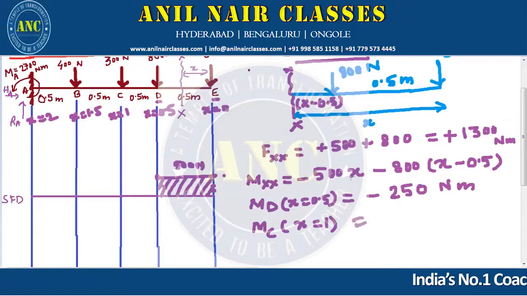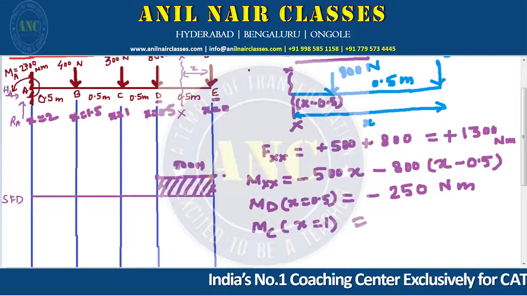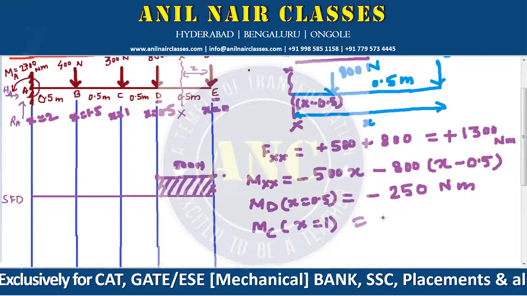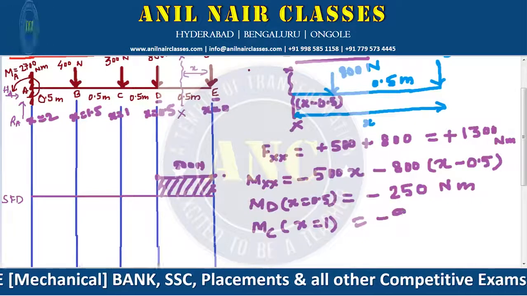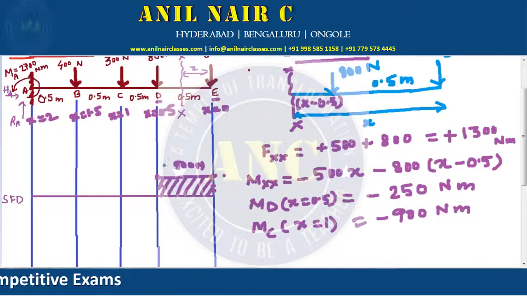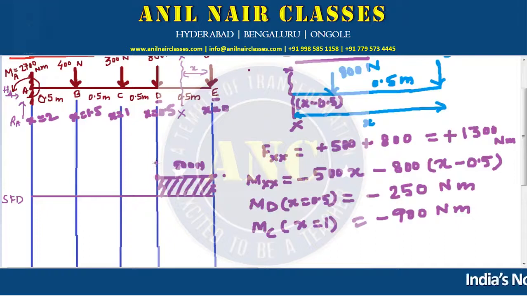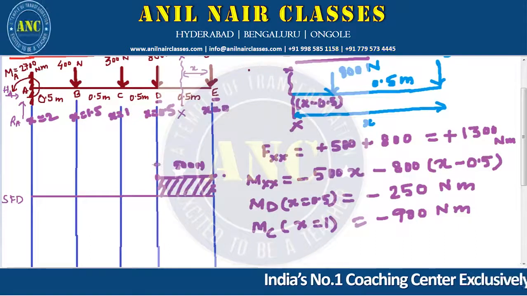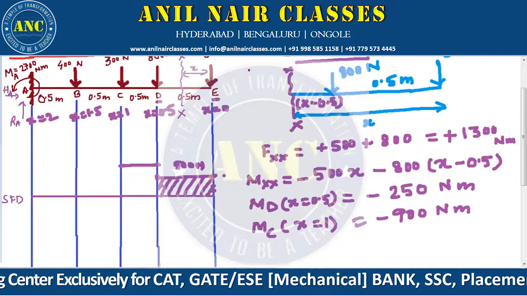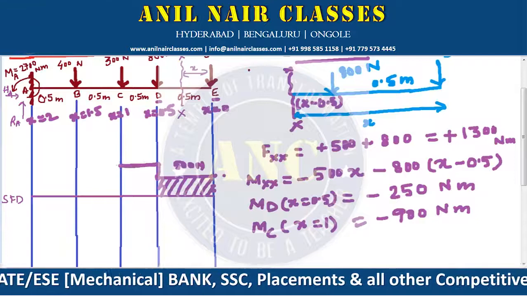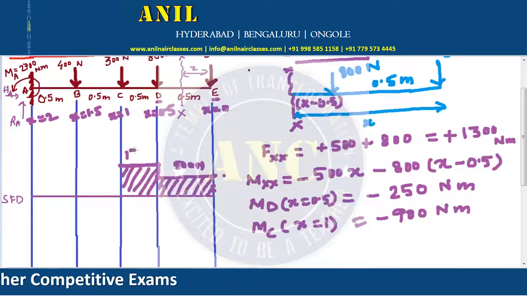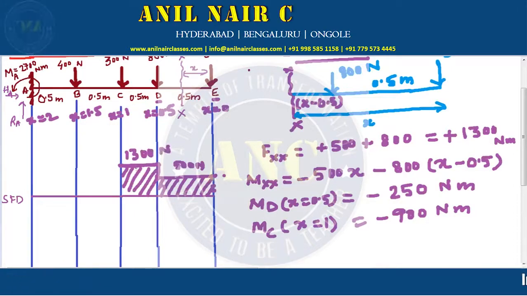Similarly, when I put the value of 1, so it will be minus 500 and here it will be 800 into 1 minus 0.5, that is 400, correct? So finally here we'll get minus 500 minus 400, that is minus 900 Newton meter. So in the force you can see this was 500, it has moved to 1300, so 1300 will be a little bit up, say 1300 is here and 1300 is here as well, so we join them. So the pointer goes this way. Now the pointer is here. So this is 1300 newtons.